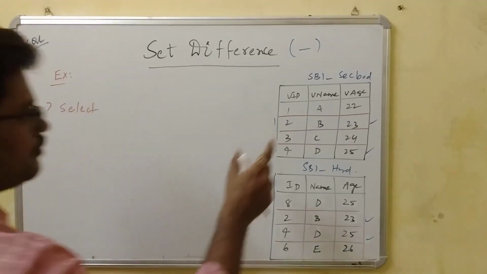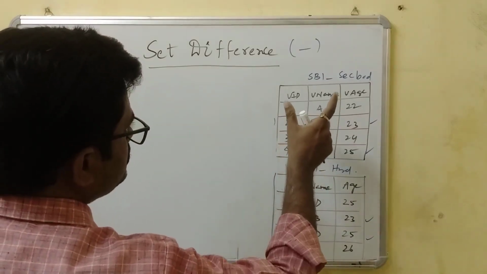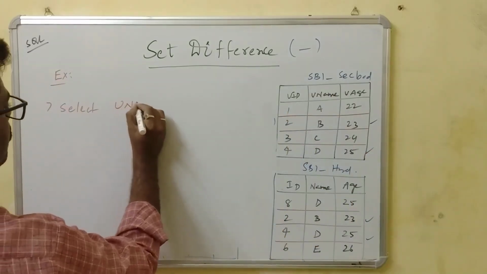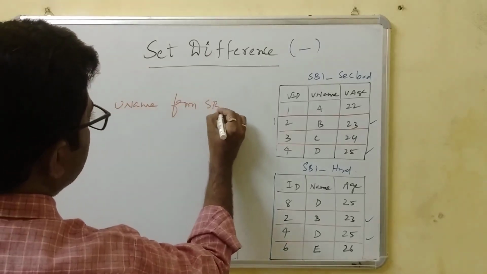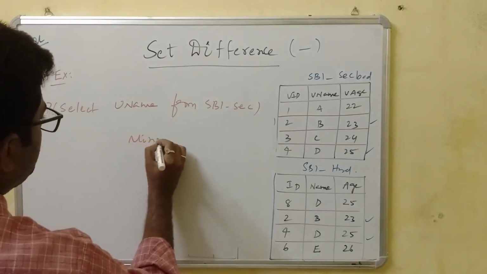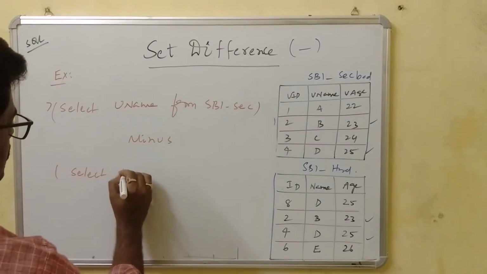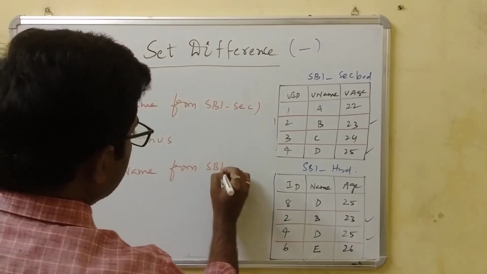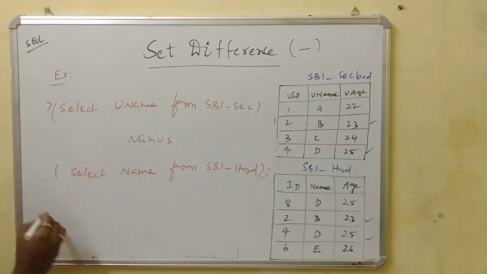So for example, if I want to subtract the names from the SBI Table 1 minus Table 2. Select uname from the table SBI Secunderabad, and we need to perform the minus operator. Now we are going to take the second table. Select, what is the column name? Name from SBI Hyderabad. So this is the syntax, this is the query we need to write.